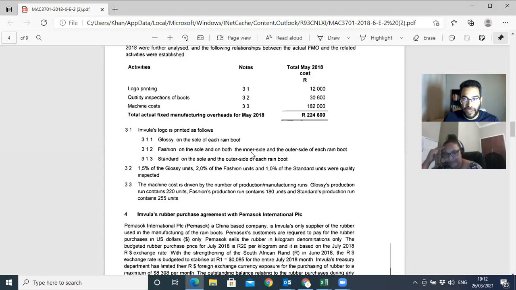You follow that? Yes, I am. And then on the standard, it is on the sole and the outer side. So that is 2 per boot. So it is 4 per pair.